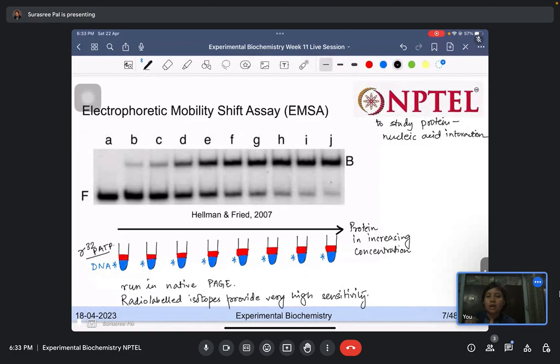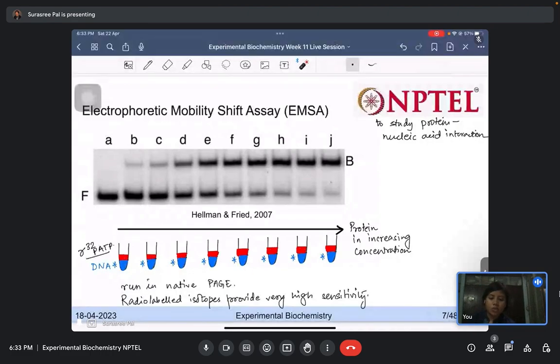Radio-labeled isotopes actually have very high sensitivity, up to 10 to the power minus 18 molar, which is why the radioisotope is used to label DNA. But remember that when we label DNA with radioisotope, since it emits radioactive emissions, of course we have to be very careful while handling this kind of radioisotopes. And this experiment will also need some expertise and some standardization.